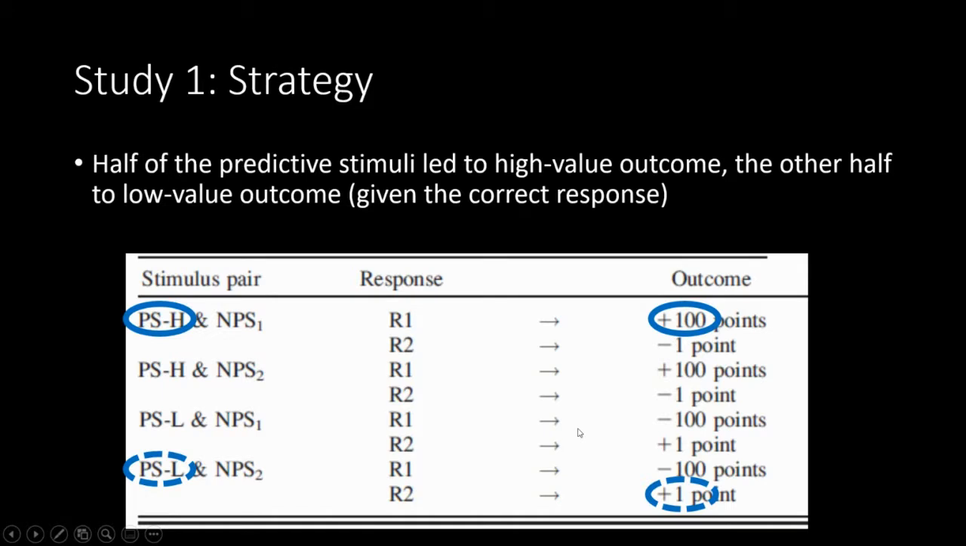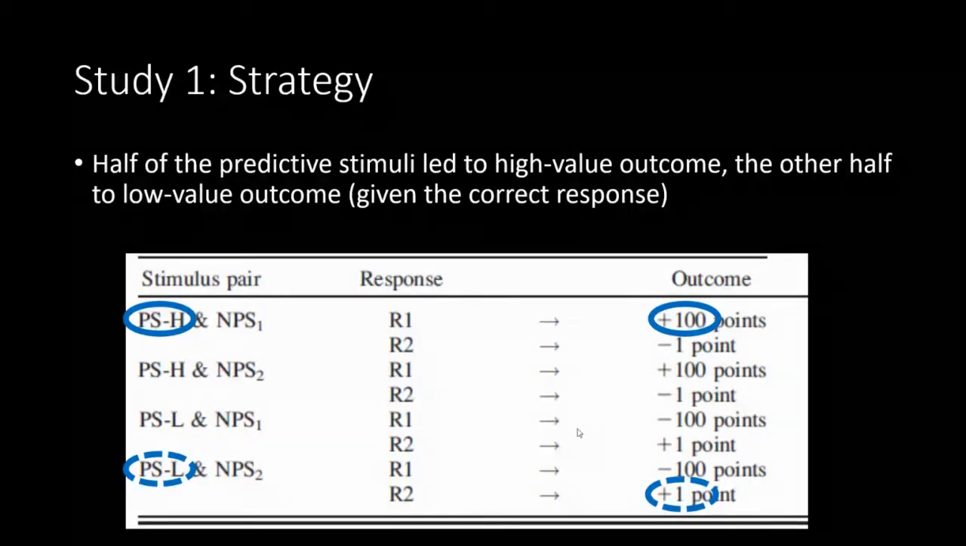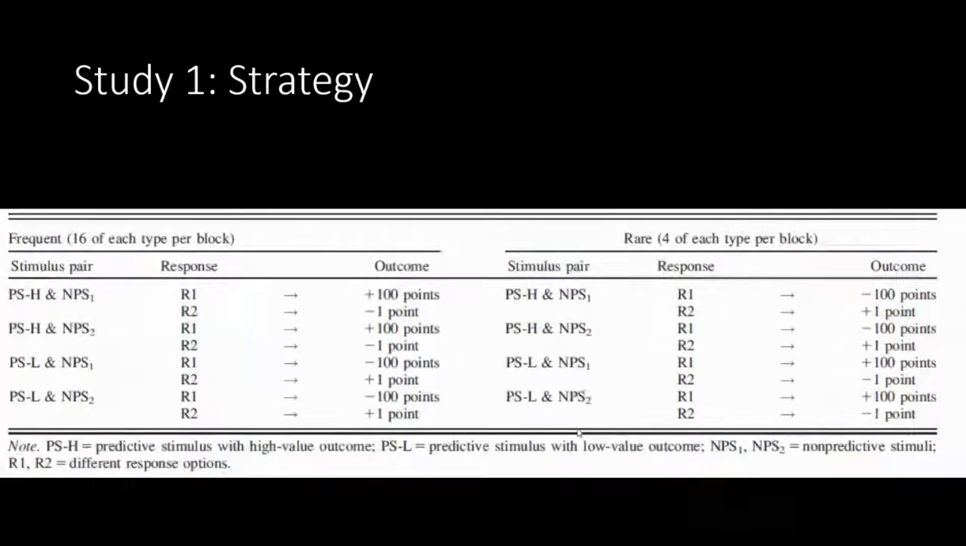So there are three different types of stimuli: the predictive high value, the predictive low value, and the non-predictive. The predictive high value and predictive low value have different outcome values, and these two stimuli have more response information than the non-predictive stimuli. And it is even more complicated, but I'm not going to go into it. It's probabilistic, and so on. But let's leave it that way.